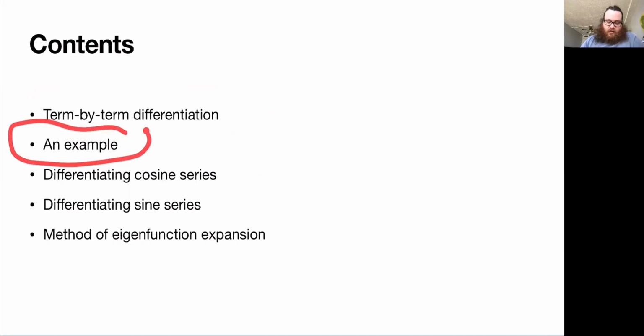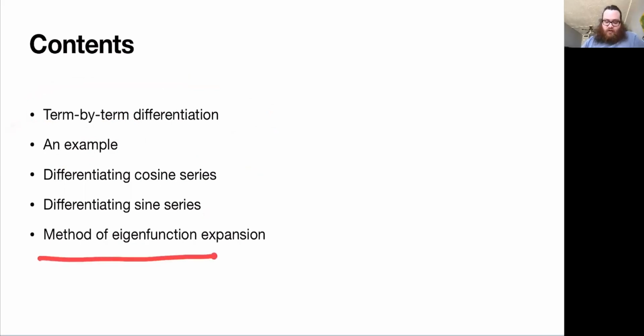We'll look at a specific example, which will show that in general, cosine and sine series behave a little differently if you want to differentiate them. We'll look at each of cosine and sine series separately and look at their properties under differentiation. And then finally, we'll talk about what we're calling the method of eigenfunction expansion, which in practice is using Fourier series to solve PDEs.